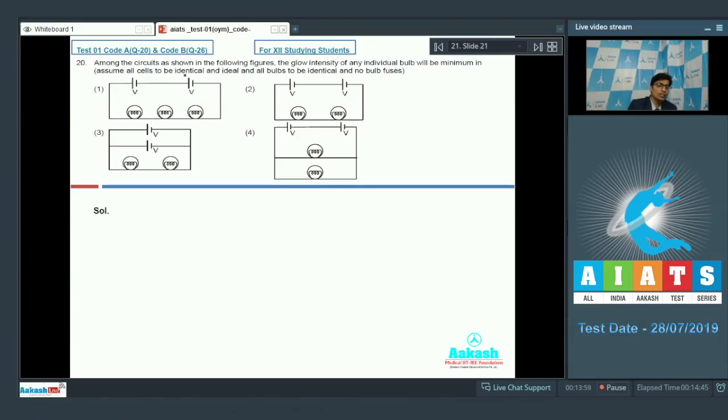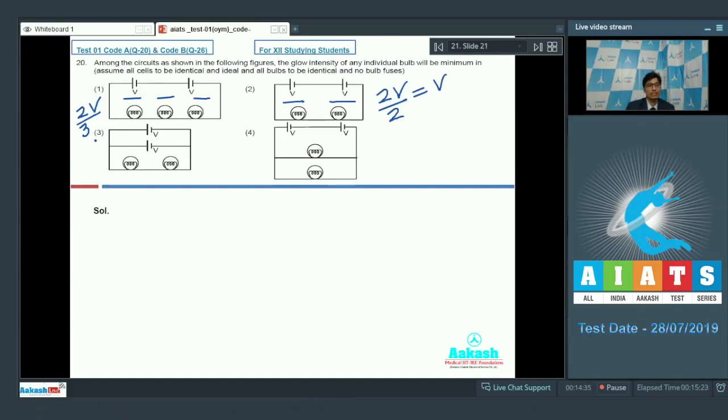Now we can see in option number 1 that the net potential of the batteries combined is 2V, and these 3 bulbs, because they are identical, would have a potential difference of 2V by 3 each. That is 1/3 of the total potential difference. In the second option, the net potential of the batteries combined is 2V, and because there are 2 bulbs, the potential difference across each bulb will be equal to the net potential divided by the total number of bulbs, that is 2, which is equal to V.